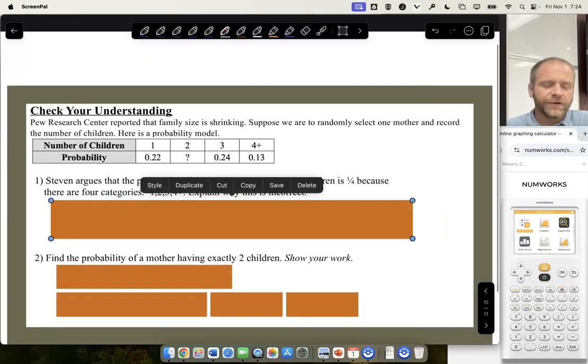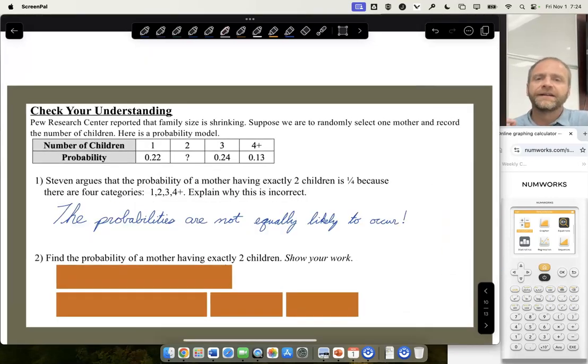Now the reason why this is wrong is because they don't all have the same likelihood of occurring. All the probabilities are different. Though there's 4 categories in this case, those 4 categories all have a different probability assigned to them. So it's not a 0.25 probability of them happening or a 25% chance of each category happening. So that's Stephen's argument, this idea of looking at categories and going, oh, that means they all have the same likelihood. Not the case here.